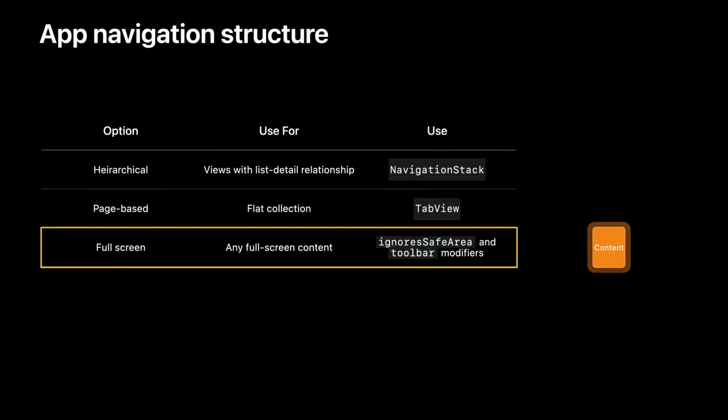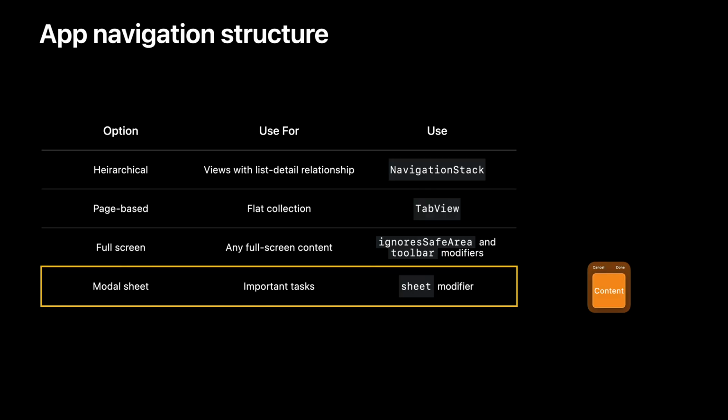A full-screen app has a single view that uses the entire display. This is generally used for apps like games and other apps that have a single main view. For a full-screen view, use the Ignores Safe Area modifier to extend your content to the edges of the display, and the toolbar modifier with a visibility value of hidden to hide the navigation bar. A modal sheet is a full-screen view that slides over the current view. It should be used for important tasks that should be completed as part of the current workflow. It's important to differentiate when to use a hierarchical flow versus when to use a modal sheet.